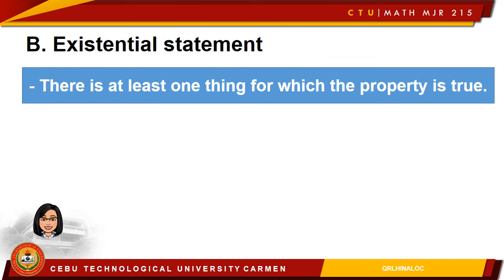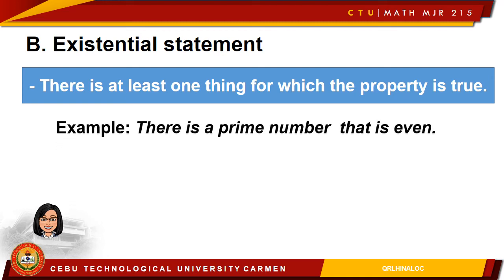We also have existential statement. So it means that there is at least one thing for which the property is true. Mura na siya class sa usa ka bulig, naay usa ka buang. So murag sa usa ka daghang tao or sa usa ka panon, naay usa ana nga exist nga which the property is true. For example, there is a prime number that is even. So naay usa ka prime number sa kadaghang prime number nga even, and that is 2. There exist.